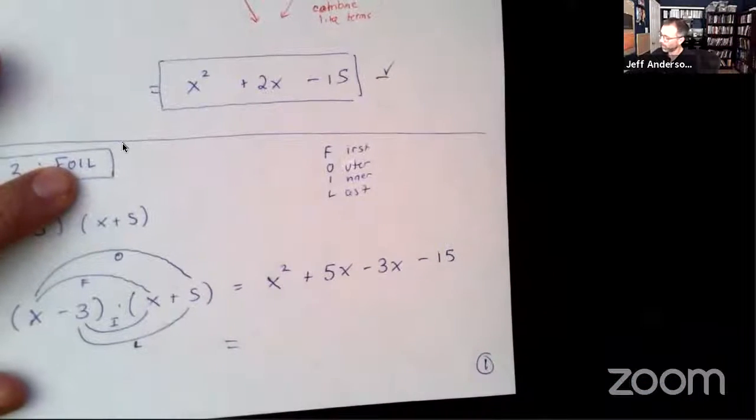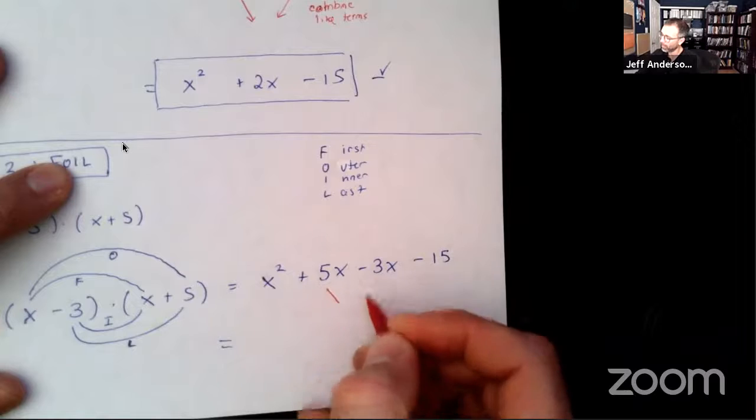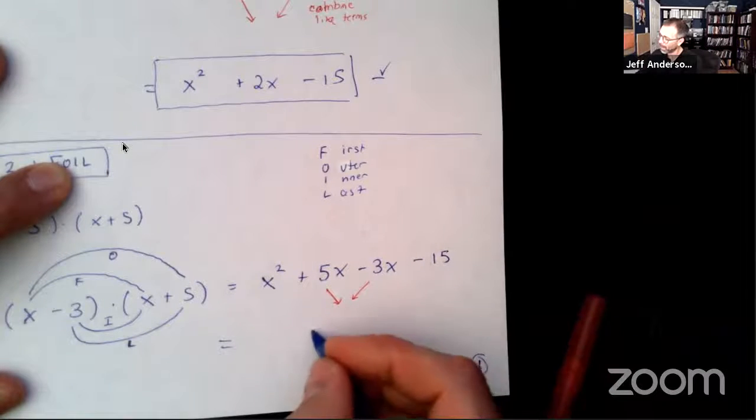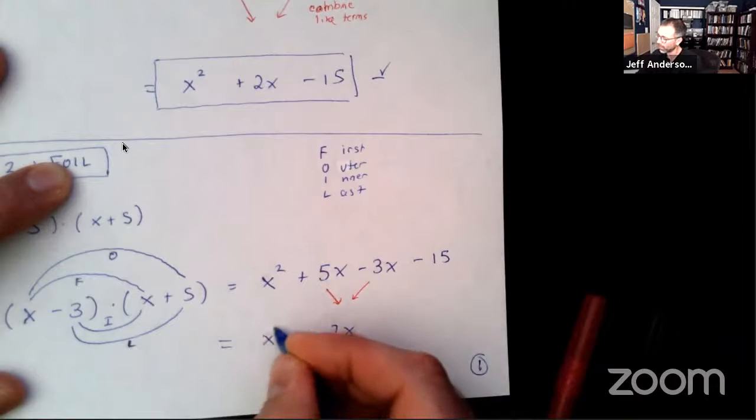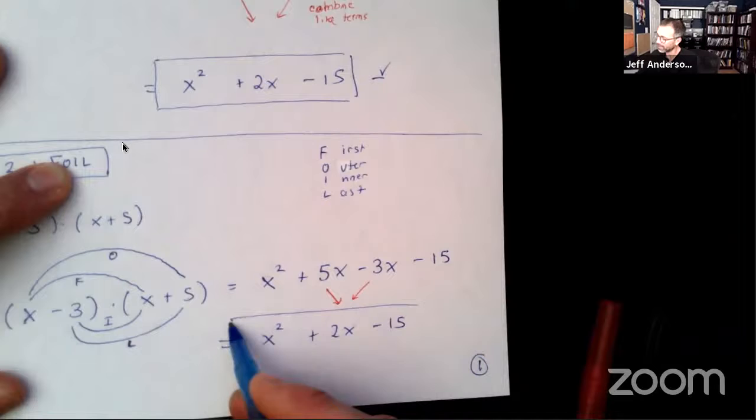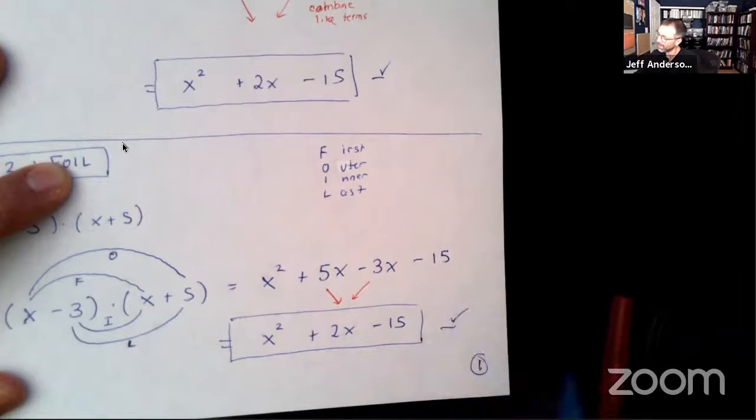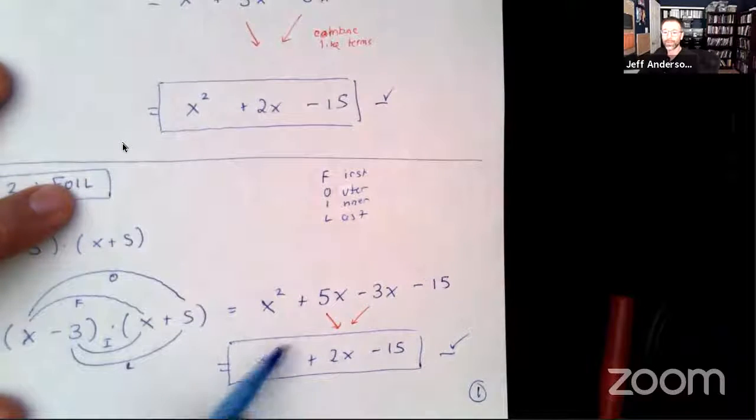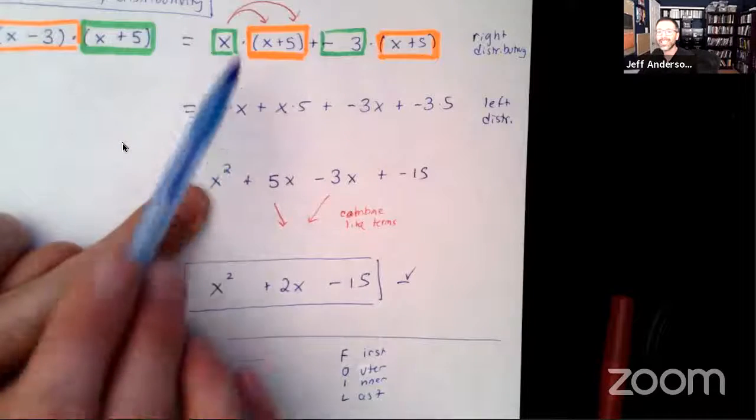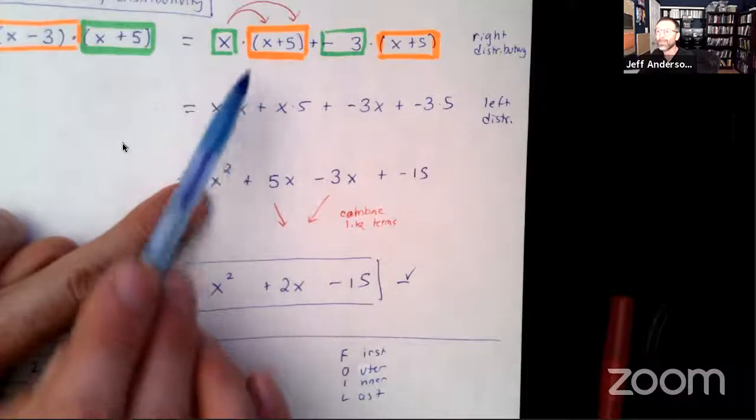So now when we look at that, we can see that 5x minus 3x is what we call positive 2x. There we've got x squared. There we have minus 15. Check that out. Same result, different mechanism. I did want to call out that notice FOIL skips the inner step of distributivity.